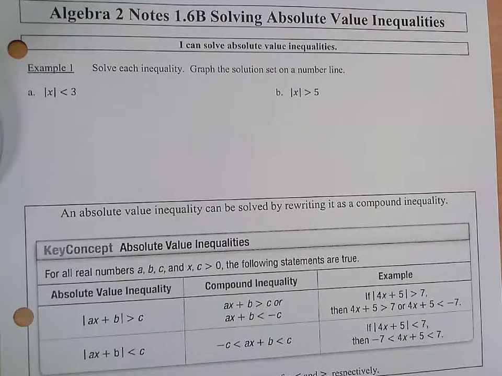So this is just reviewing. You just had absolute value equations on your homework quiz. That was 1.4. So these are absolute value inequalities.